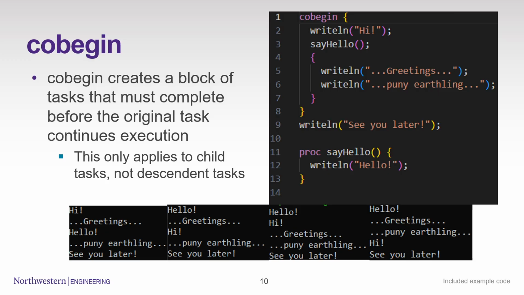This only applies to child tasks, not descendant tasks though. This means that if you have a begin statement inside the cobegin block, the original task can continue execution before the task called by the begin statement is finished.